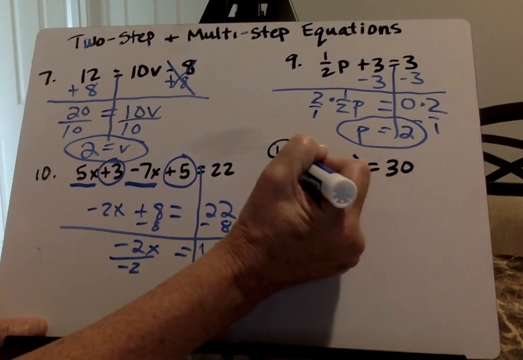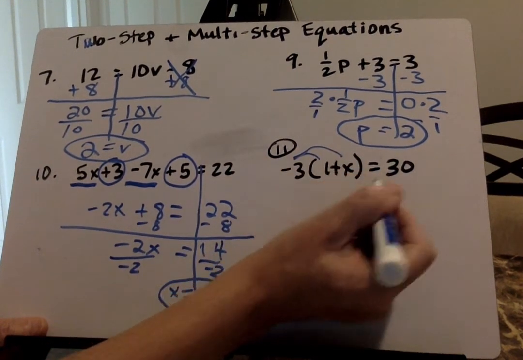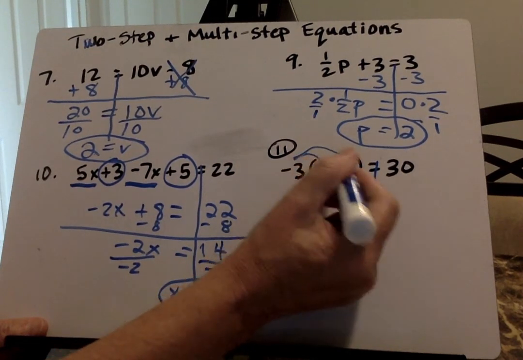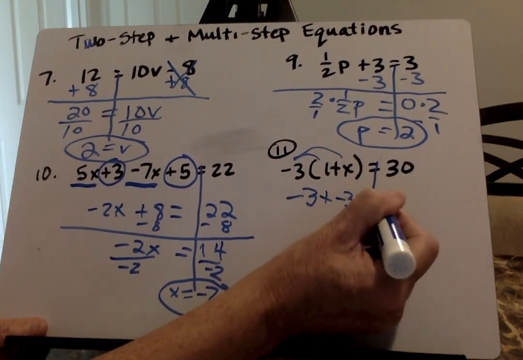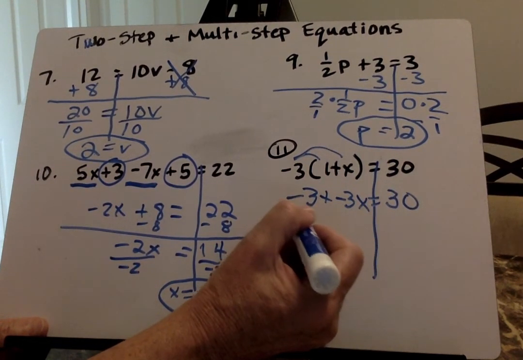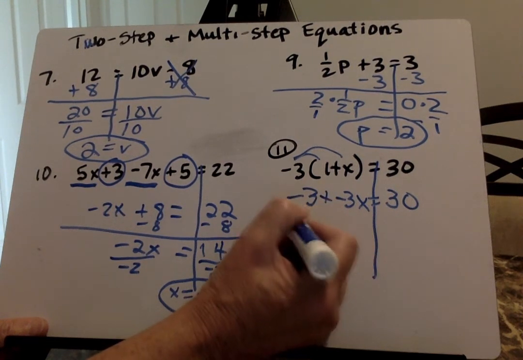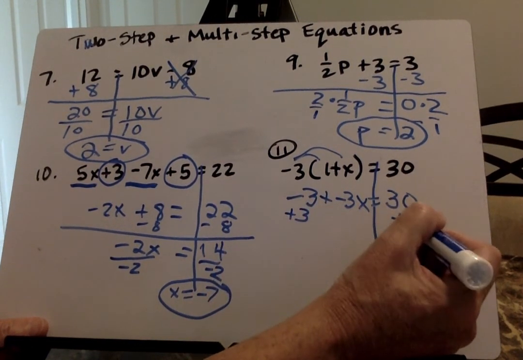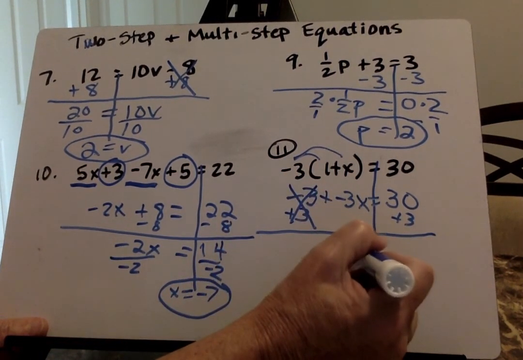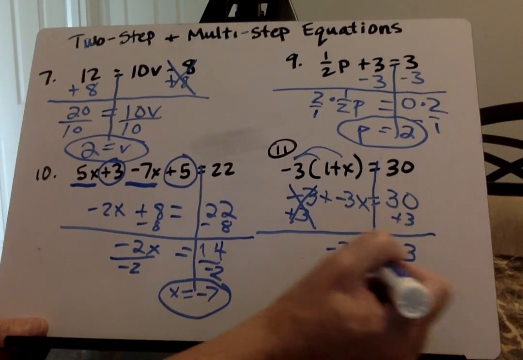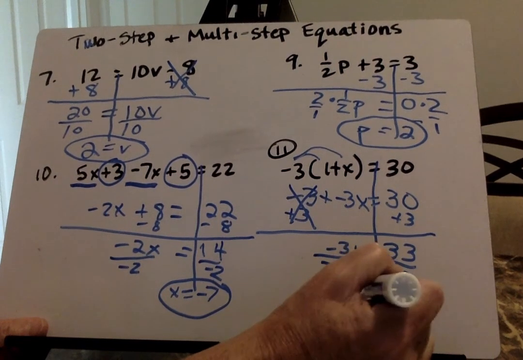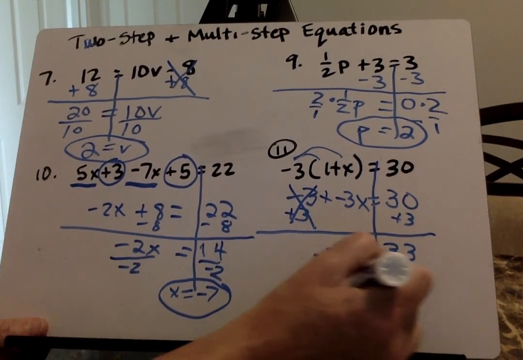We use the distributive property here. Negative 3, oh, I forgot my line down the equal sign. Times 1 is negative 3. Negative 3 times x is negative 3x. And again, I'm trying to isolate the x. So this is minus 3. We don't look behind it, we look in front. I'm going to add 3 here. So negative 3x equals 33. Divide by negative 3, x equals negative 11. Okay.